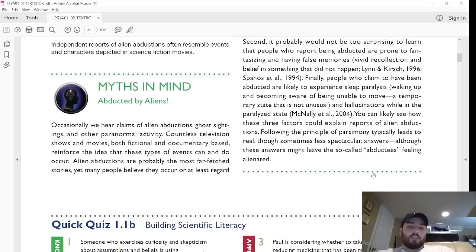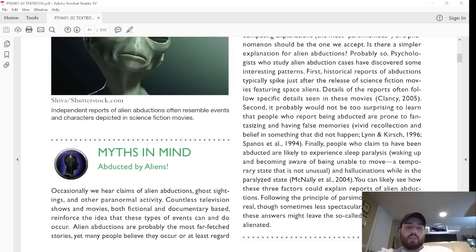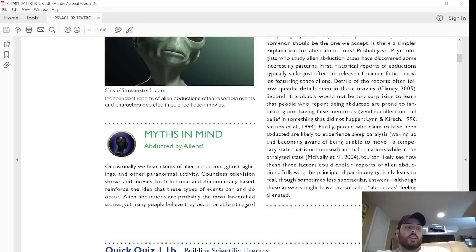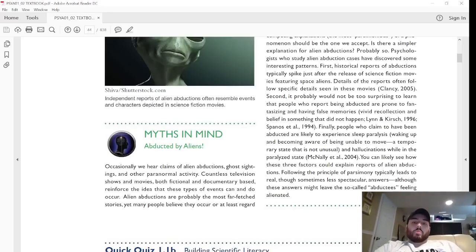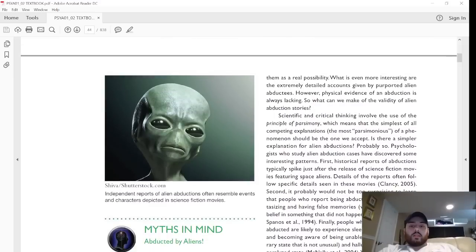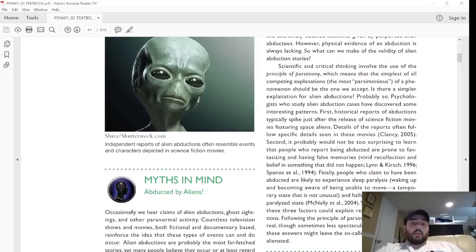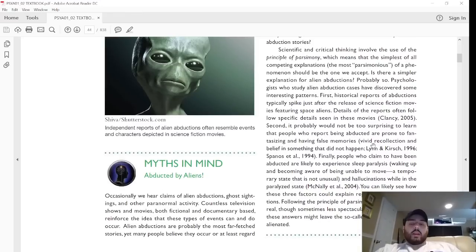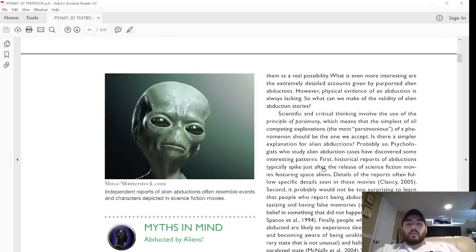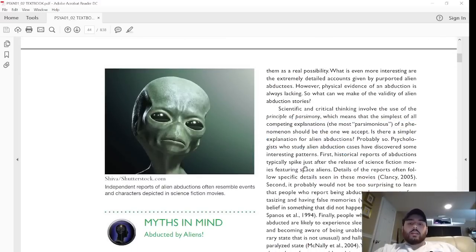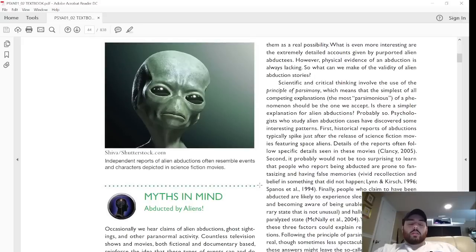All right, this is actually a really important part here. The myths of the mind, which is people's beliefs toward aliens, right? So occasionally we hear claims about alien abductions, right? So I can leave this text up here and you guys can read it, but I can quickly go through it, right? So they did a study basically on people who were likely to believe in alien abductions being real versus people who didn't believe in it, right?